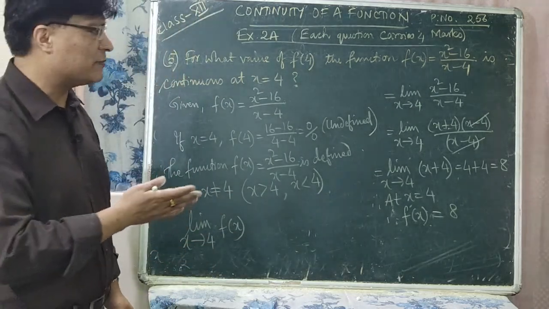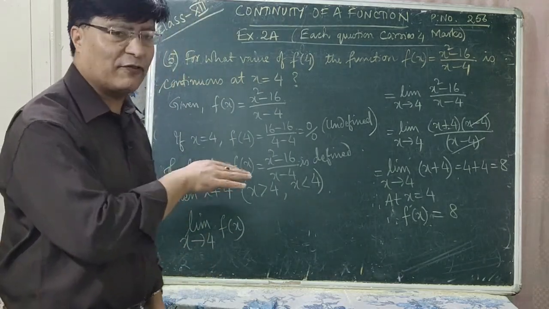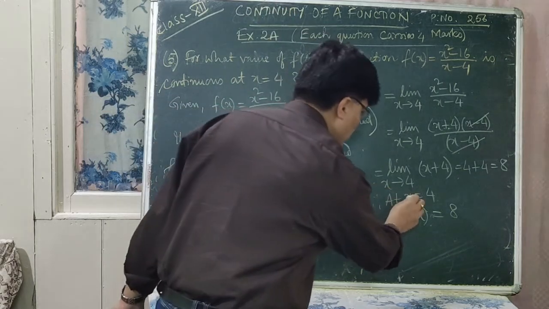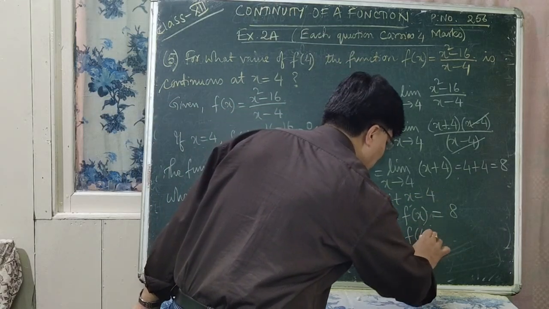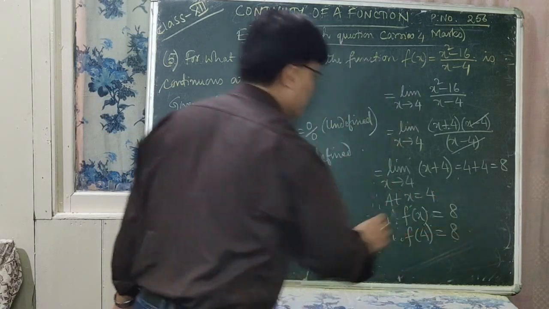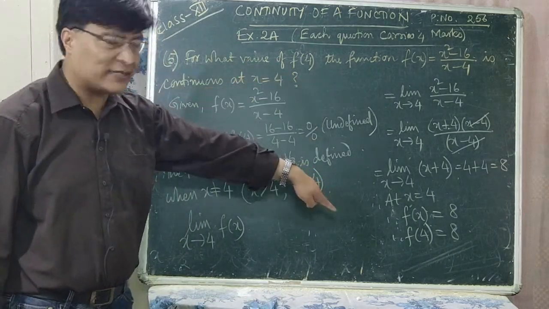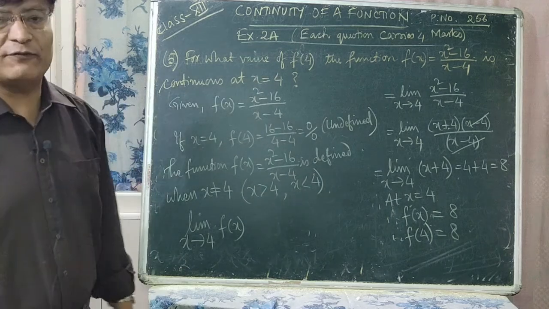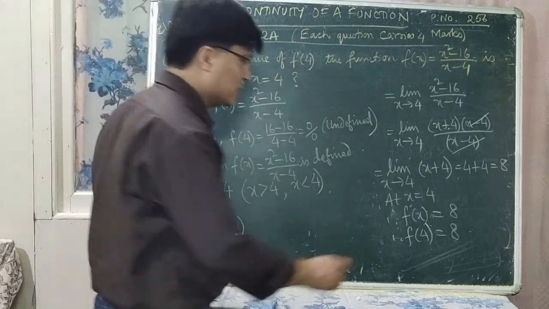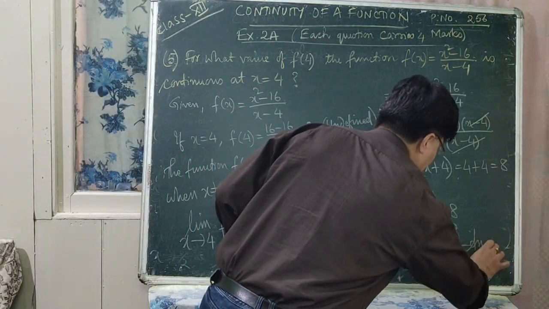Because the right hand limit and the left hand limit are both equal to 8, the value for f of x should be 8. So you put x is equal to 4. What is f of 4 now? f of 4 is equal to 8. So what should be the value for f of 4? It should be 8, so that the given function f of x is continuous at x is equal to 4. So this is the answer.